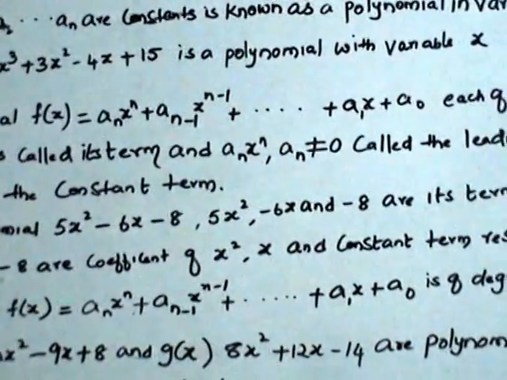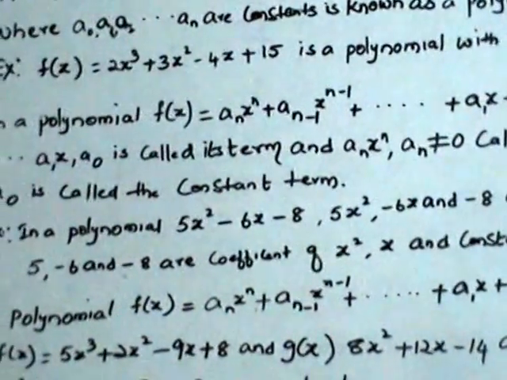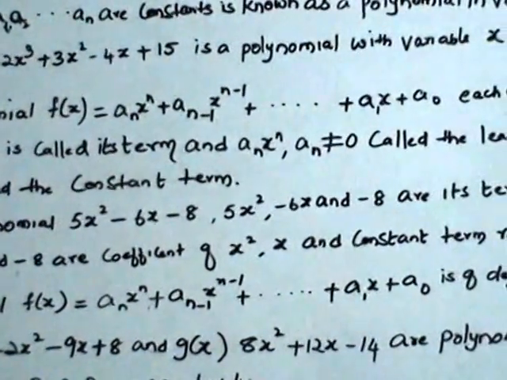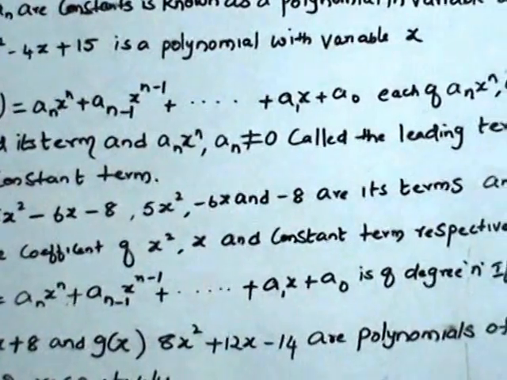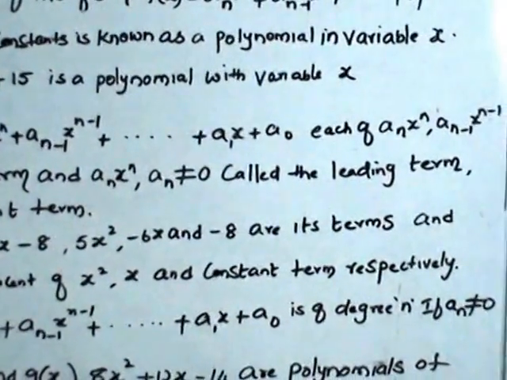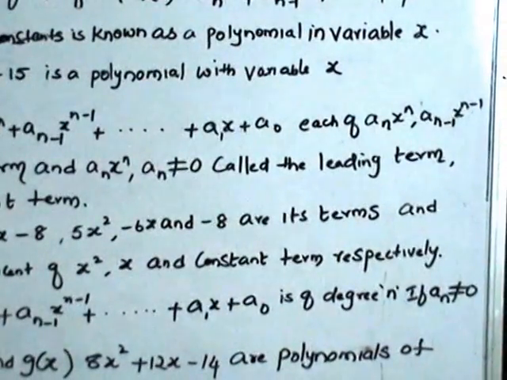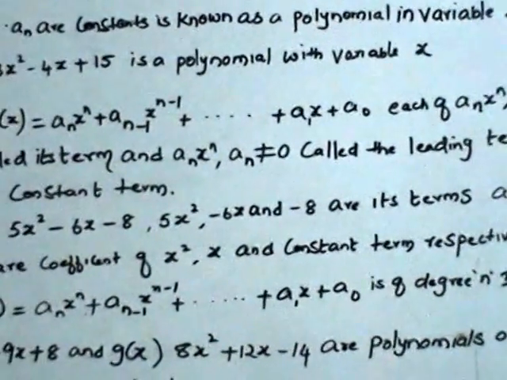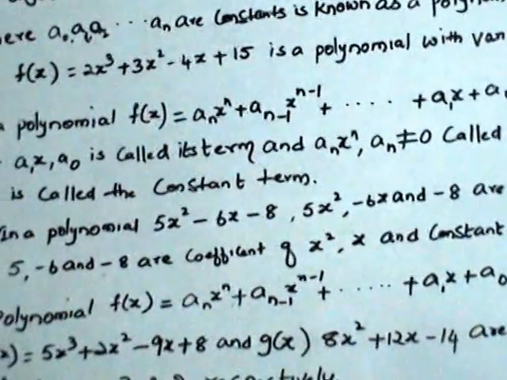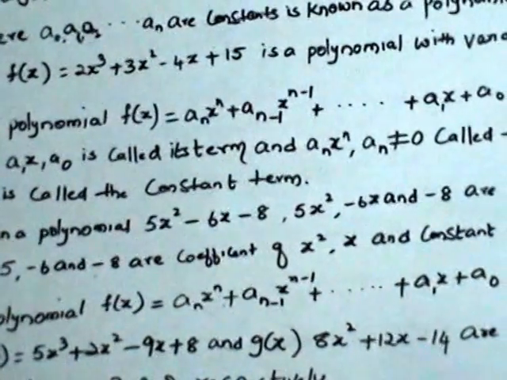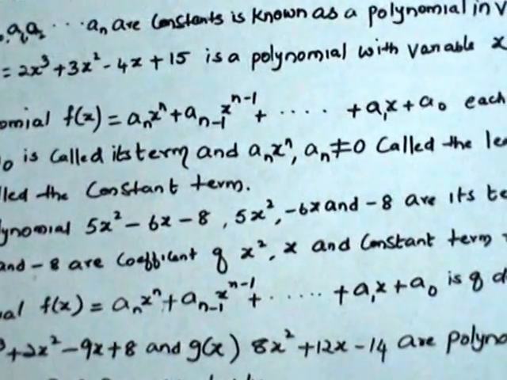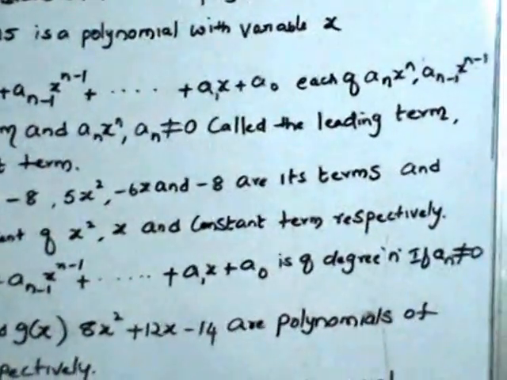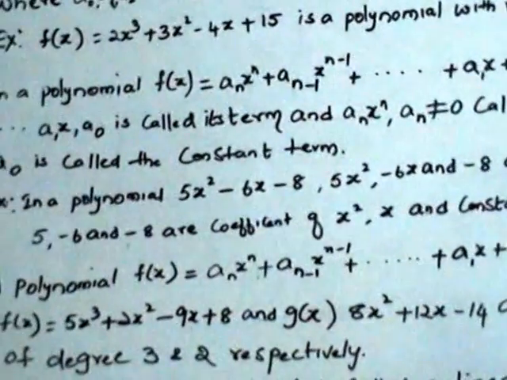Similarly, in the polynomial f(x) = aₙxⁿ + aₙ₋₁xⁿ⁻¹ + etc. + a₁x + a₀, each of aₙxⁿ, aₙ₋₁xⁿ⁻¹, etc., a₁x and a₀ is called its term, and aₙxⁿ, where aₙ is not equal to 0, is called the leading term, and a₀ is known as the constant term.